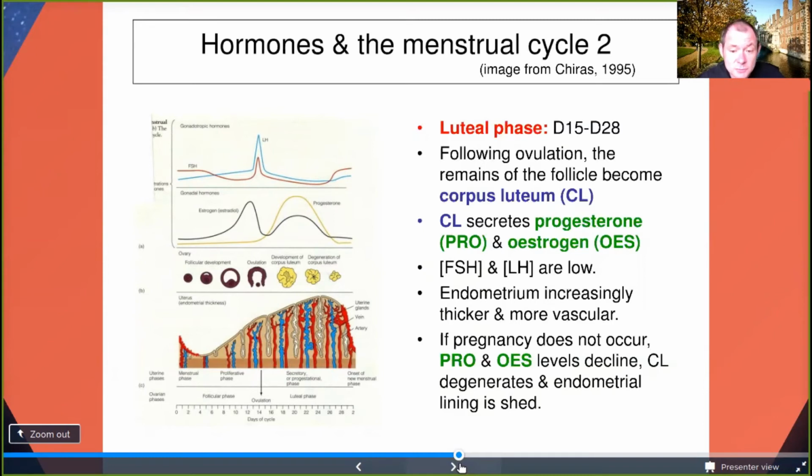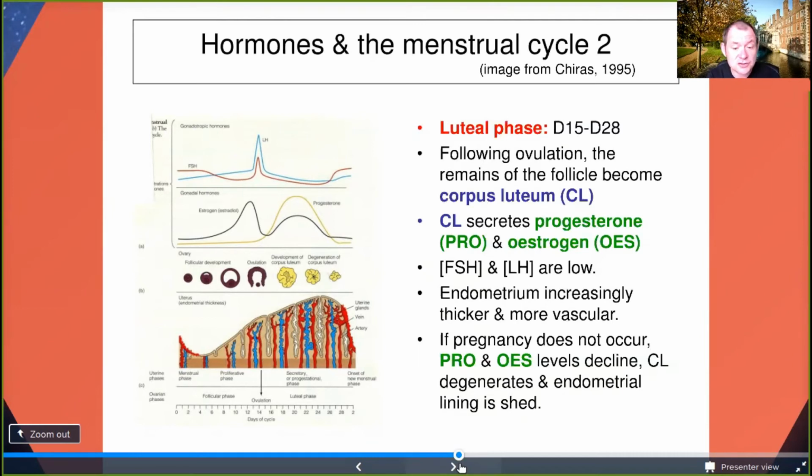Okay, so the endometrium increasingly becomes thick and more vascular, gets more of a blood supply under the control of progesterone being released by the corpus luteum. Now, if pregnancy does not occur, the progesterone and estrogen levels will decline because the corpus luteum starts shrinking from the moment it's formed, degenerates, and gets smaller and smaller until eventually it's not producing progesterone and estrogen anymore.